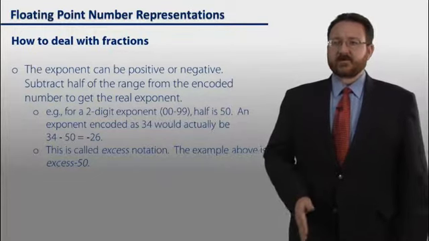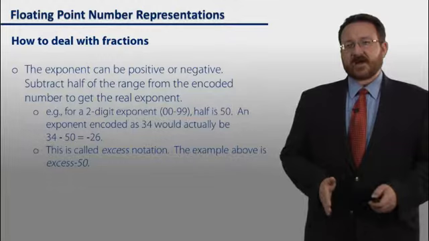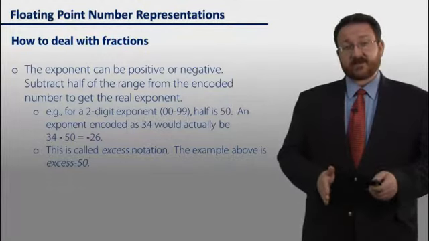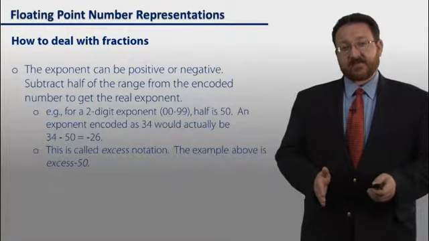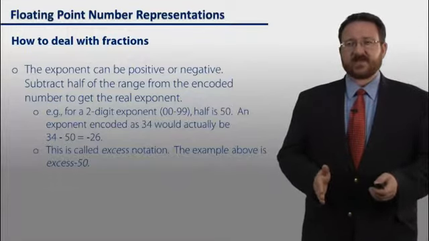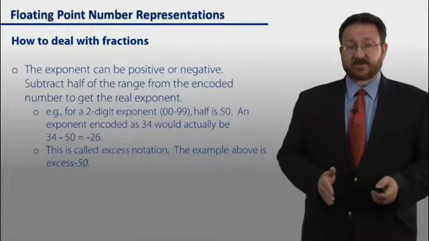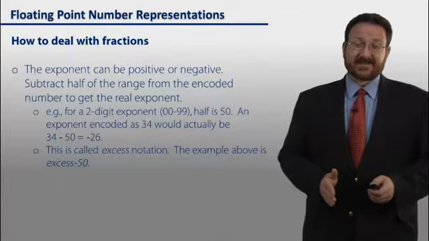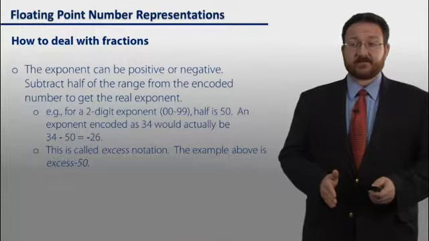Now, the exponents can be either positive or negative. So in order for us to accommodate that in a fixed width field, we have to divide the fixed width field in roughly a half. So if we have 99 possible digits, 50 is roughly in half, and so we subtract 50 from the exponent that we want to get the actual exponent. This is called an excess notation, and the example above uses an excess 50 notation.